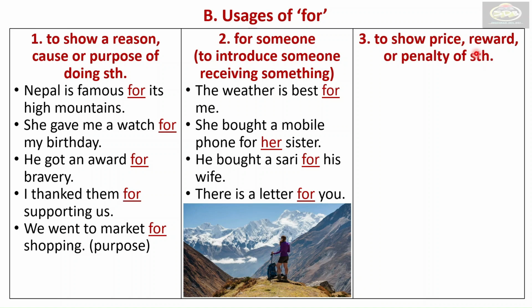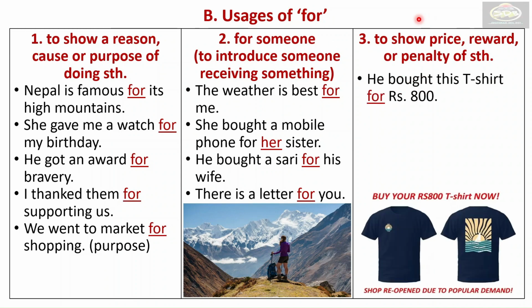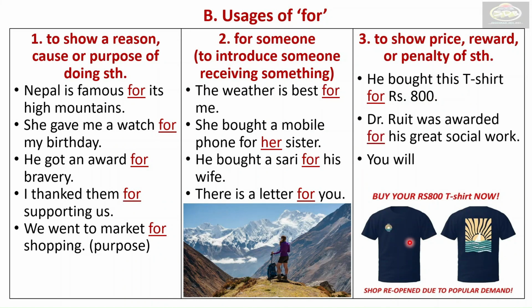Next one, to show price, reward or penalty of something. Example, he bought this t-shirt for rupees 800. For rupees 800 means he spent 800 rupees to buy this t-shirt. I bought a kilo of apples for 200. Dr. Ruit was awarded for his great social work. This is reward. You will be punished for your sins.